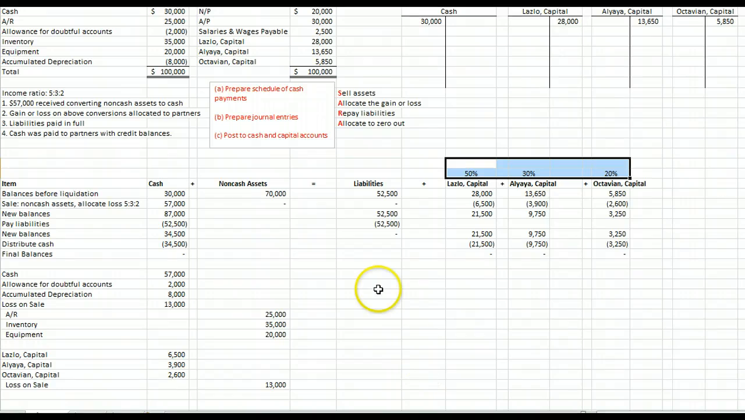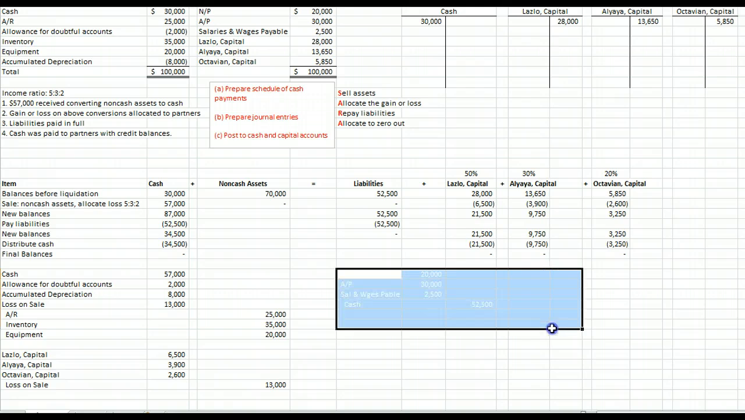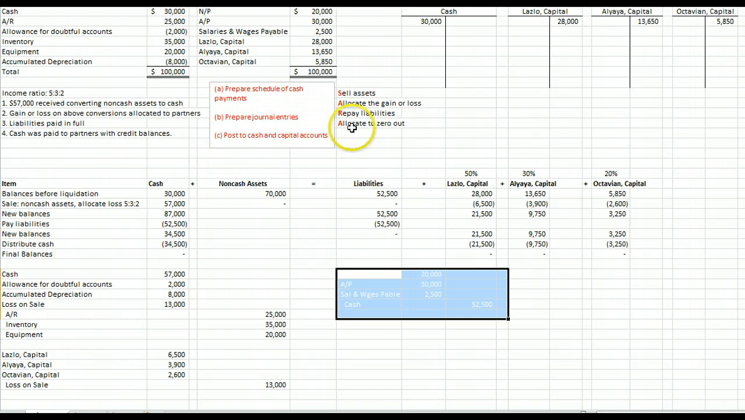Now we also have to take care of paying off the liabilities. So see if you can pause the video for half a second and pay off these liability accounts, which have credit balances, with cash. So notes payable had a credit of 20, so we debited for 20. Accounts payable had a credit of 30, so we debited for 30. Salaries and wages payable had a credit of $2,500, so we debited for $2,500. Cash is an asset. Assets decrease with credits, so we credited for $52,500.